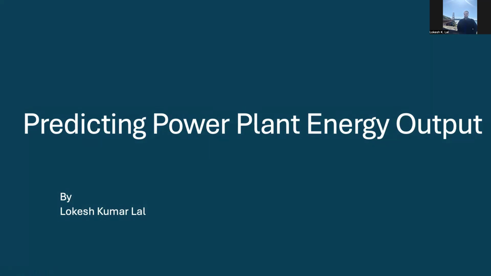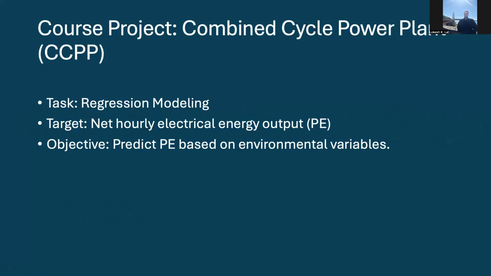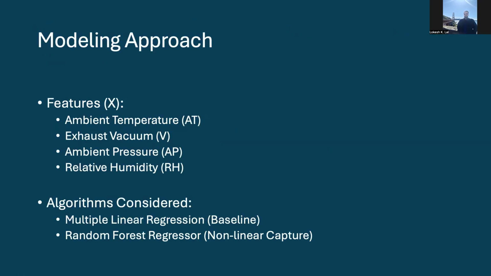So today I'll be walking you through my project on predicting the electrical energy output of a combined cycle power plant. This is a regression task, as you see, because our target is a continuous numerical value, and we use sensor data for temperature, vacuum, pressure, and so forth to predict the net hourly electrical energy output.